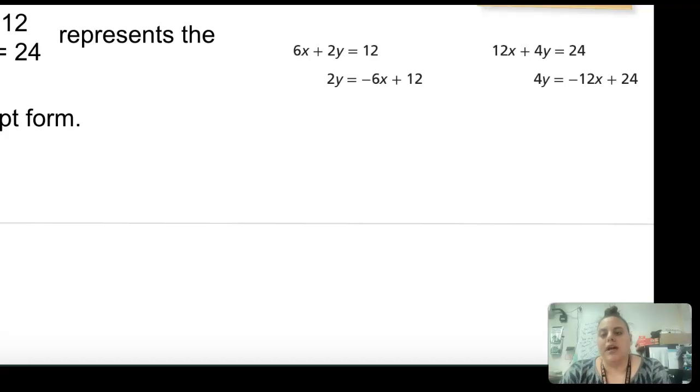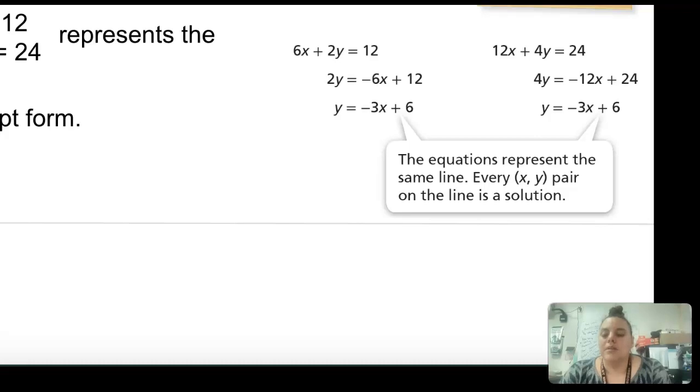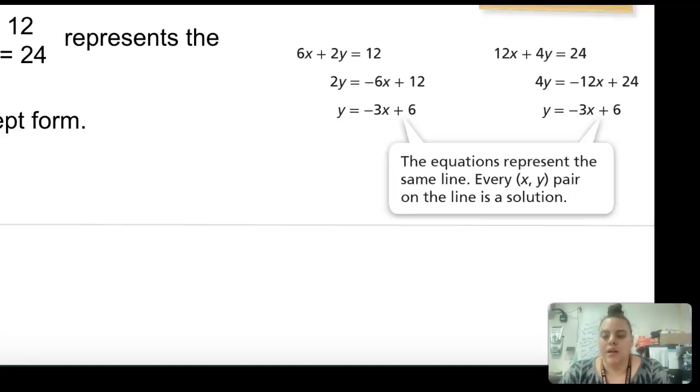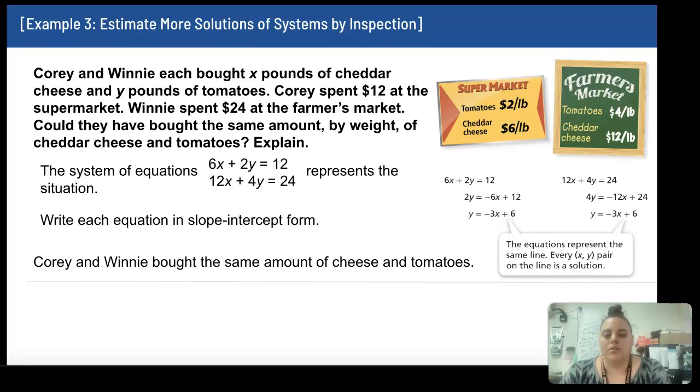The next step is to divide by the coefficient on y. So on the left side, I'm going to divide everything by 2, and on the right side, I'm going to divide everything by 4. I get y equals negative 3x plus 6 for both equations. That tells me that it's representing the same line, and so it has infinitely many solutions. So Winnie and Corey must have bought the same amount of cheese and tomatoes. One spent more at the farmer's market, but they still bought the same amount.